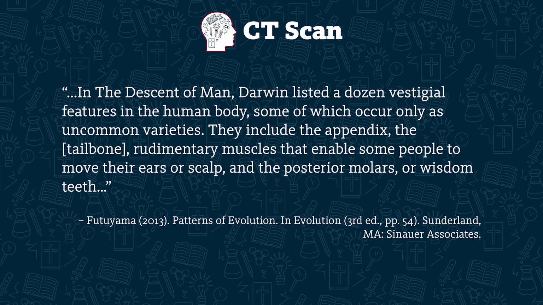In The Descent of Man, Darwin listed a dozen vestigial features in the human body, some of which occur only as uncommon varieties. They include the appendix, the tailbone, rudimentary muscles that enable some people to move their ears or scalp, and the posterior molars or wisdom teeth." My textbook also listed the reduced hind limbs in some fossil snakes and bones called vestigial hips in some whales as evidence for evolution. You can learn more about all of these claims through the resources linked to this video.